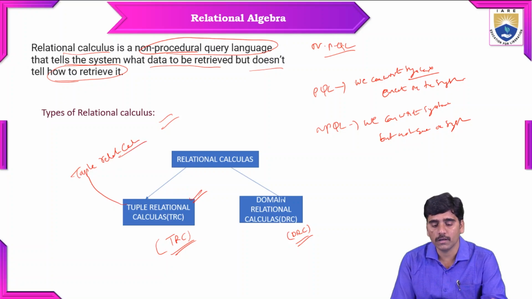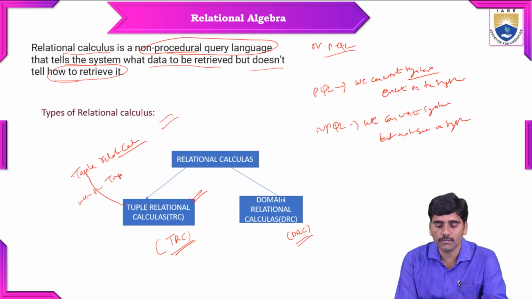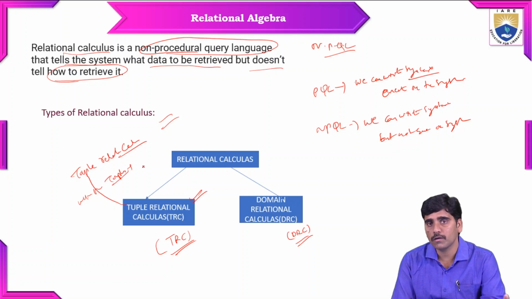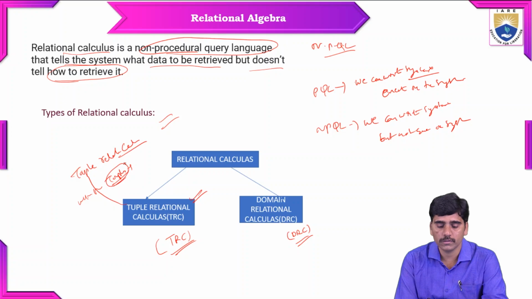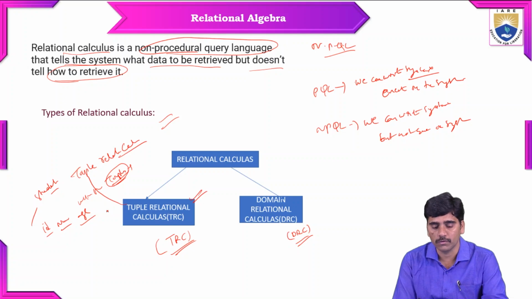The relations result will be displayed with the help of tuples, on the basis of tuples. So each and every column in the table is called a tuple. Suppose id, name and age are in the student table. Each ID will be called a tuple, name will be called a tuple, and age will be called a tuple. Based on this ID, we are going to retrieve the data. Based on the name, we retrieve the data. Based on the age, we retrieve the data.